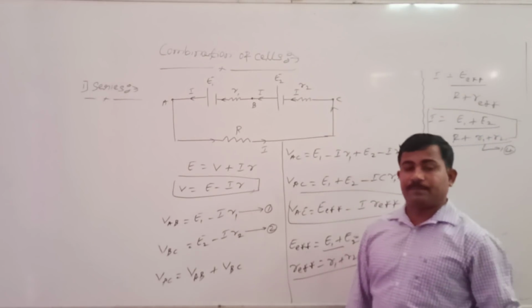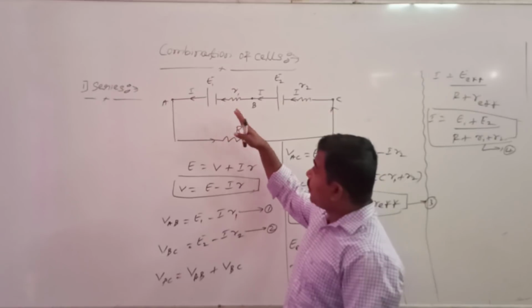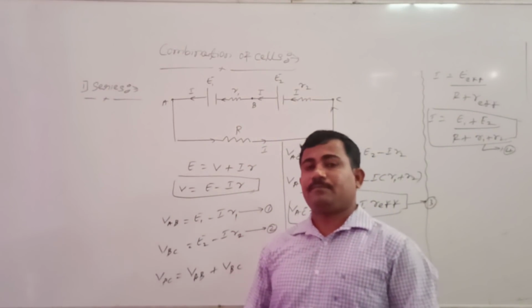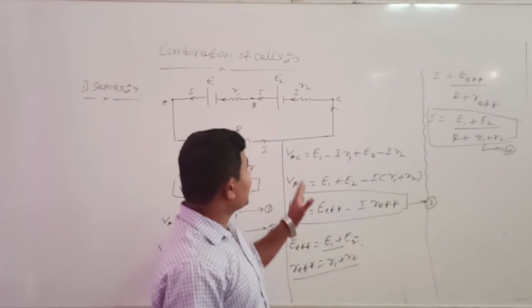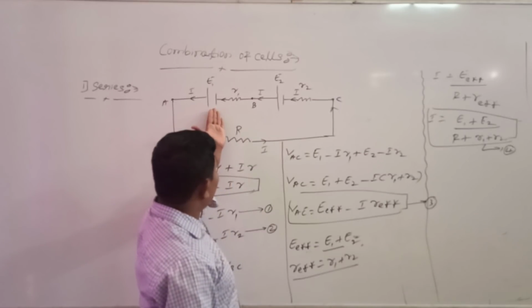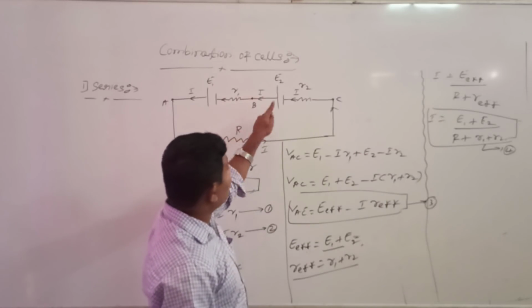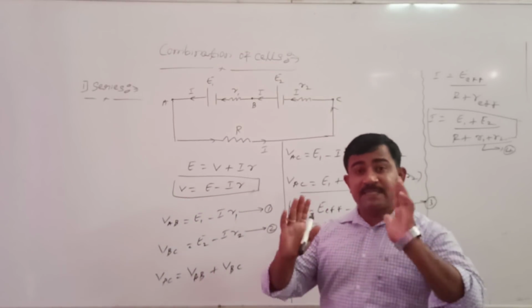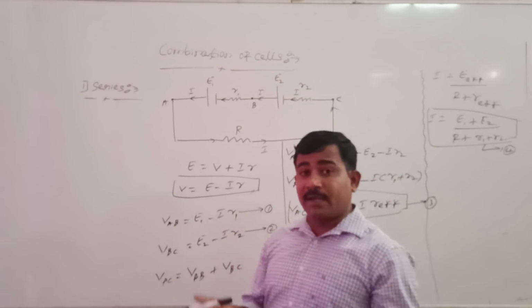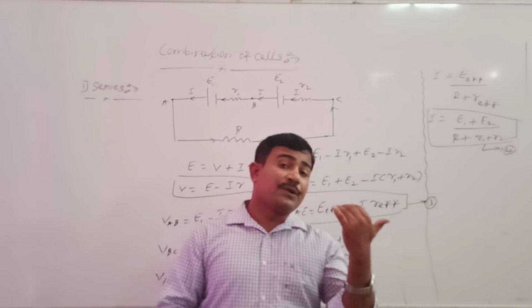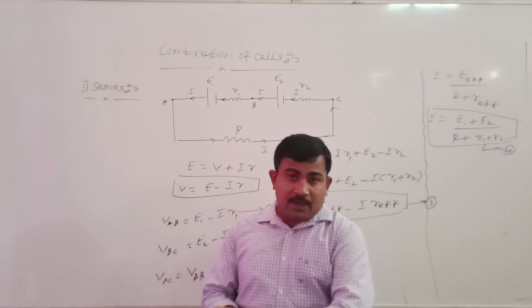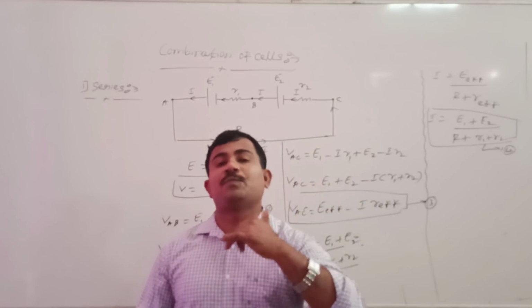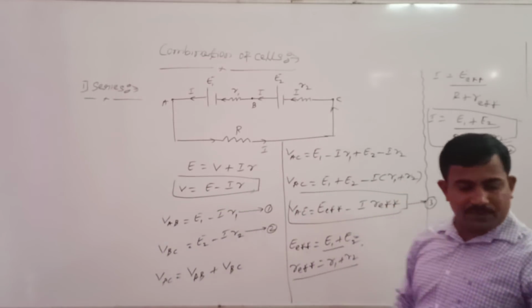But students, if the cells are wrongly connected, how is it connected? Normally, the negative terminal of one cell is connected to the positive terminal of another cell. If the cells are wrongly connected, it means negative terminal is connected to negative terminal or positive terminal is connected to positive terminal. How does the situation become here?